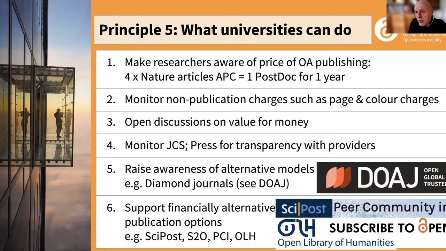Also, we think universities should not only look at commercial publishers, but also be aware of alternative models. For instance, diamond journals. Very few people know that DOAJ, the Directory of Open Access Journals, contains about 11,500 diamond open access journals that do not charge authors for fees and do not charge readers for fees. So that's an important alternative, we think, to expensive commercial publishing. Finally, universities should consider supporting these alternative publication options like SciPost, S2O, PCI, and the Open Library of Humanities, that valiantly propose alternatives to commercial publishing that do not rely on a per article fee for publication.